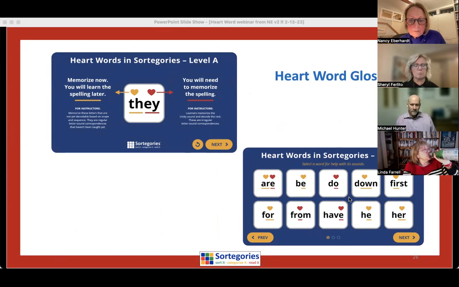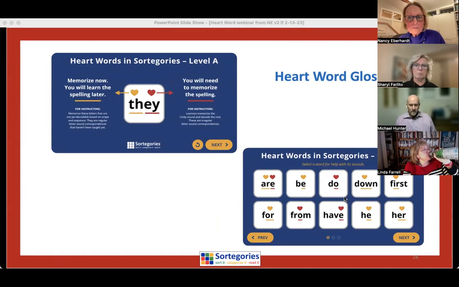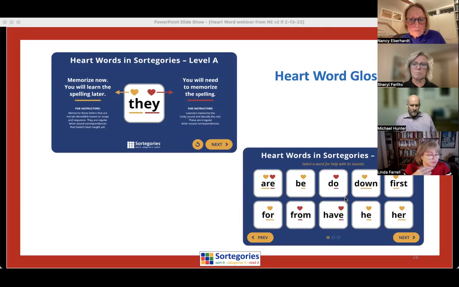Hearts let you know which part of the word is tricky. The heart part needs to be memorized. The rest of the word can be decoded using your knowledge of the letters that represent the sounds. A yellow heart means you'll learn the way the sound is spelled later. A red heart means you'll need to memorize the sound's spelling by heart. Click Next.